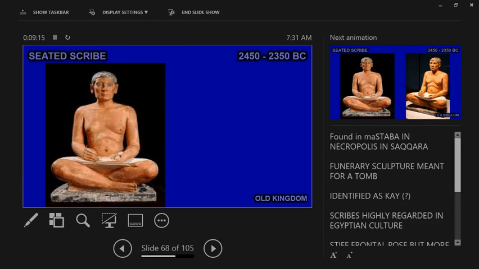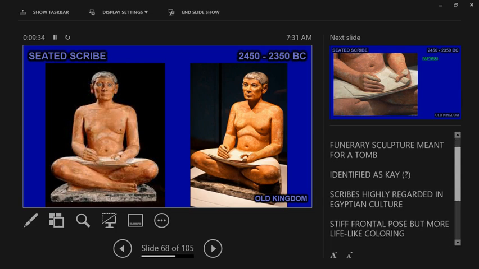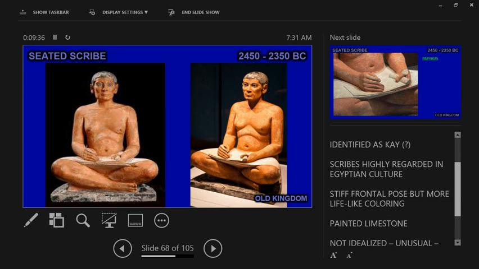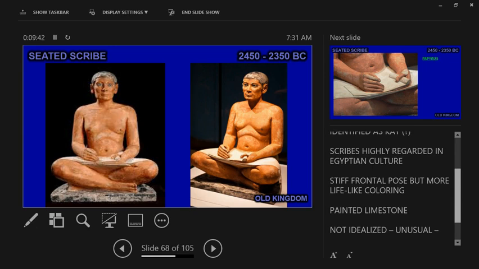And I want you to notice this guy right here. This is a seated scribe, and he was found in a mastaba in the necropolis in Saqqara. This is a funerary sculpture meant for a tomb. It's possible that he has been identified by name; I think his name is written somewhere on it. But this is the first time we're seeing something that's not a god or a pharaoh, right? This is a scribe. But scribes were held in a very high status in Egyptian culture.